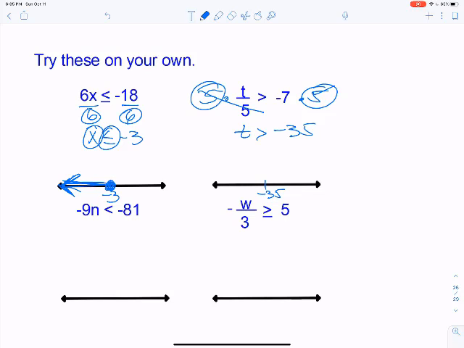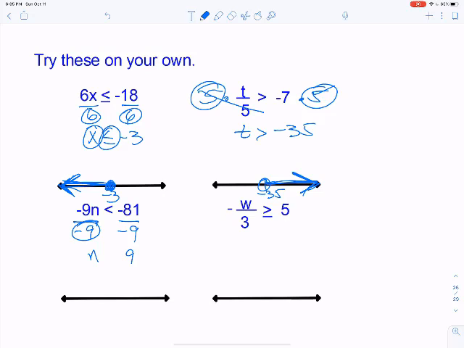Okay, it's not an equal to, so I put an open circle, and I shade to the right. Okay, now this next one. I've got to multiply by negative 9, so I divide by negative 9, divide by negative 9, so I end up with n, and then negative 81 divided by negative 9 is just 9.